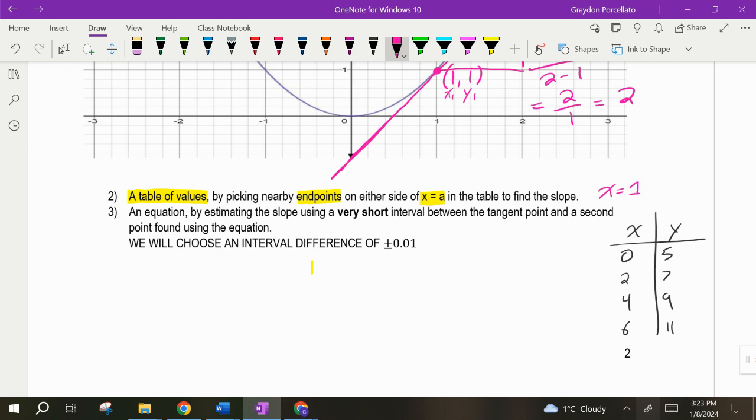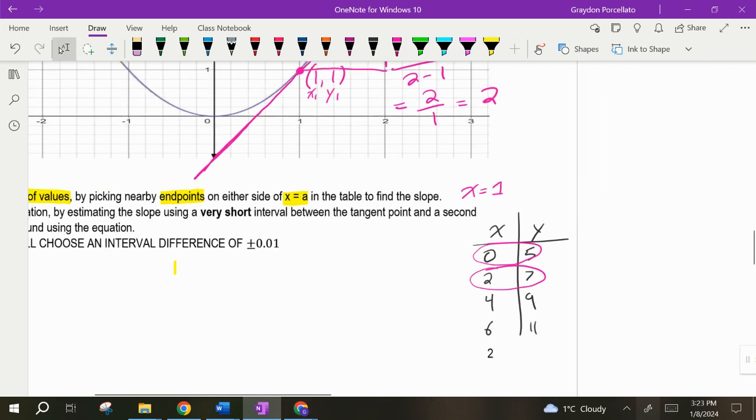Well, what I'm going to do here is use these two coordinates right here because they're on either side of x equal to 1, and I'm going to find the slope between those 2 points. So in this case, it would be 7 minus 5 over 2 minus 0. That's equal to 2 over 2, which is equal to a slope of 1. Okay, so we're estimating the rate of change there.